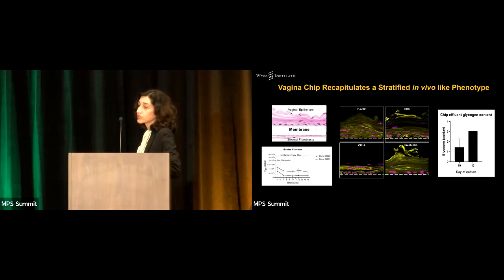One of the main products that the vaginal epithelium secretes is glycogen. Glycogen is the main source of food for the commensal bacteria in that microenvironment. And we found that the vagina chip produces glycogen that we can collect in the effluent of the chip, and as you see here, it increases in concentration with time of the culture.